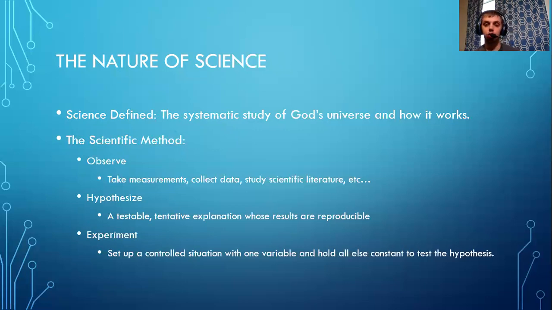And then we want to experiment. So we set up a controlled situation where there's only one variable and everything else is constant. A variable is just something that can change. So for example, temperature could be a variable. If you want to see how something reacts in different temperatures, you hold everything else the same. So you use the same container, you use the same amounts, and you just change the temperature. So that would be an example of a variable, and then everything else would be constant.